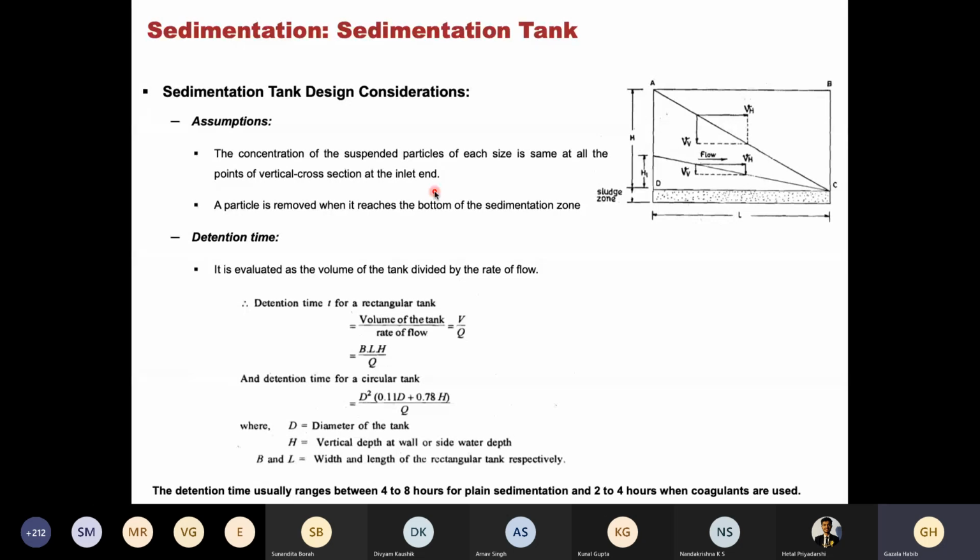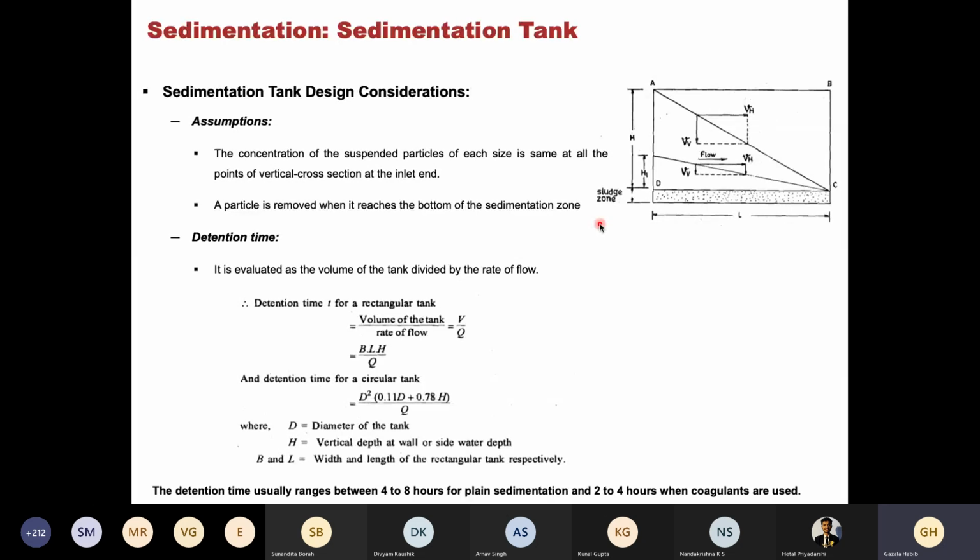It's a simple logic that all the particles which enter the sedimentation tank with velocity Vh will have two velocity components, Vh in the horizontal direction and Vv in the vertical direction. The resultant velocity will be the vector sum of these two velocities, and all the particles which hit the bottom of the tank will be removed. This is the simple logic behind this theory.